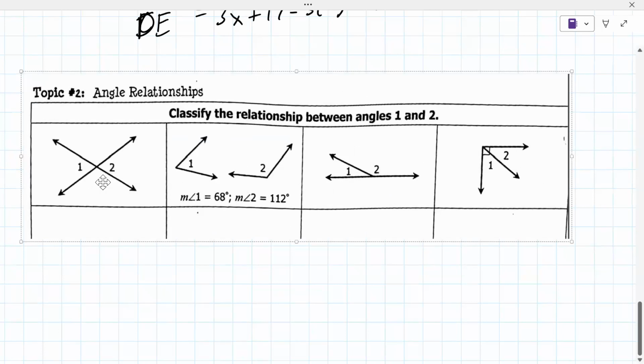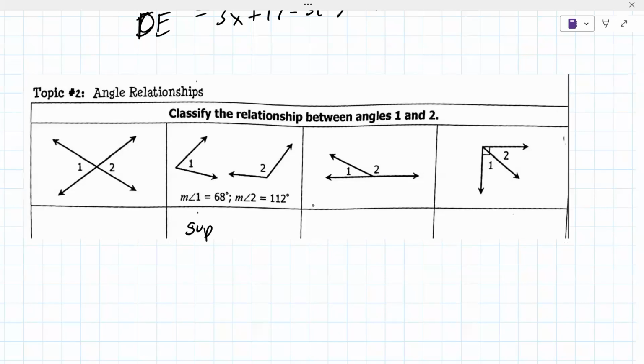The first one is vertical. The second one is supplementary angles. I can't pronounce it. Yeah, these are supplementary. How about the next one? Angles, linear pair. Good. And then complementary. Yeah, good. Man, I can't read my own handwriting. Well, the words aren't important, it's just getting them down.